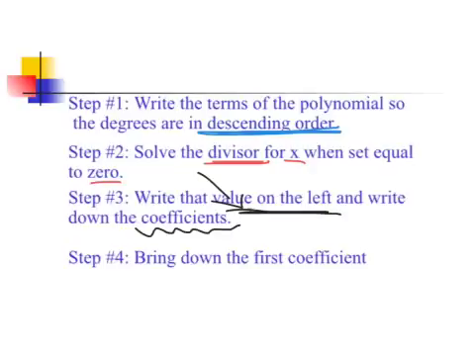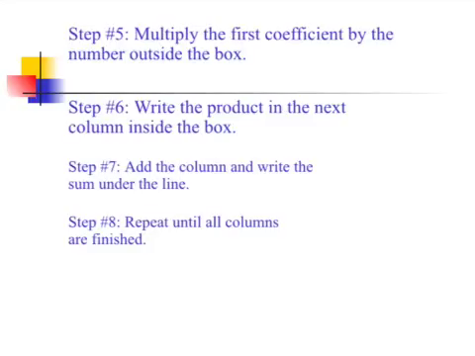Okay, and then step 4 says we're going to bring down the first coefficient. Step 5 says to multiply the first coefficient by the number outside the box. Step 6 is to write the product, that's your answer to your multiplication, in the next column. Step 7 is to add the numbers in the column. And then step 8 is to repeat all this. And like I said, as we do the problems, these steps will make sense.